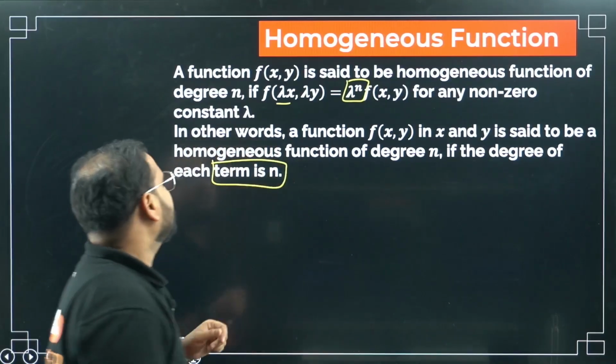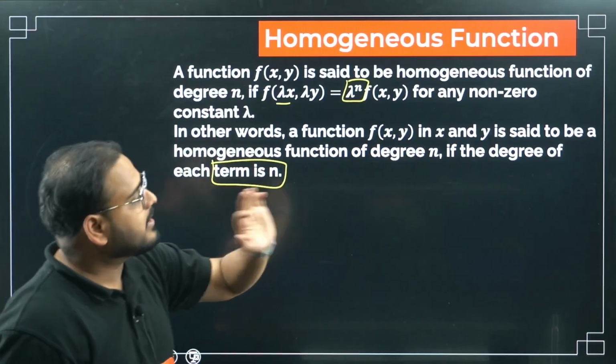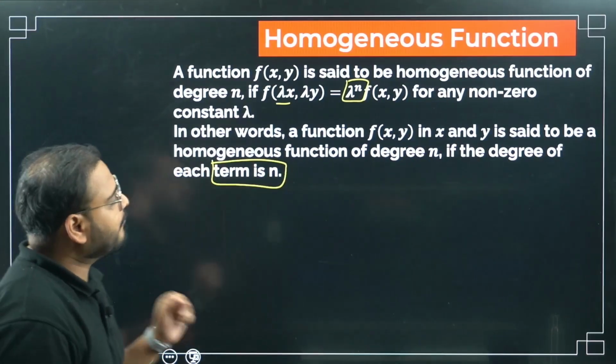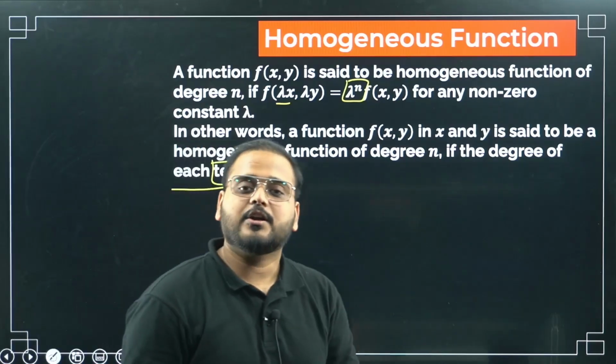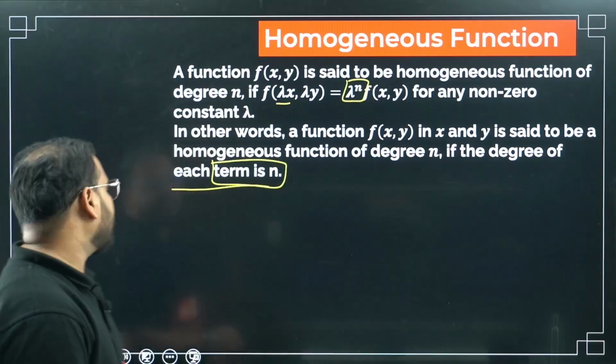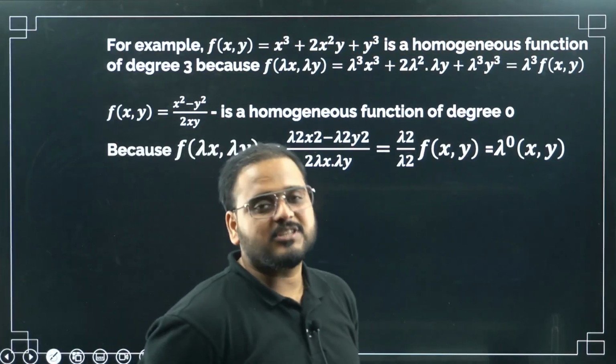If I read this in other words, a function f of x comma y in x and y is said to be a homogeneous function of degree n if the degree of each term is n. Degree of each term is n. Why are we learning this? Because next we are going to use this concept in homogeneous differential equations.